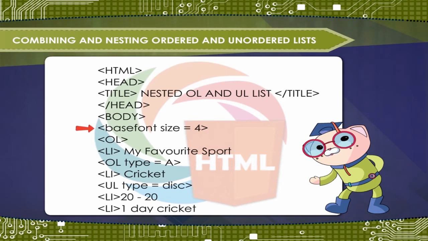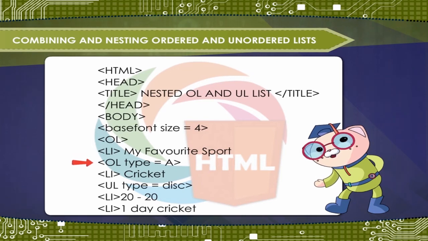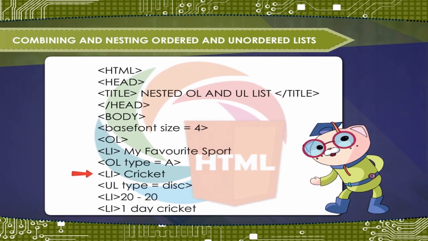Tag basefont size is equal to 4. Tag OL. Tag LI, my favorite sport. Tag OL type is equal to A. Tag LI, cricket. Tag UL type is equal to disc. Tag LI, 2020. Tag LI, one day cricket.